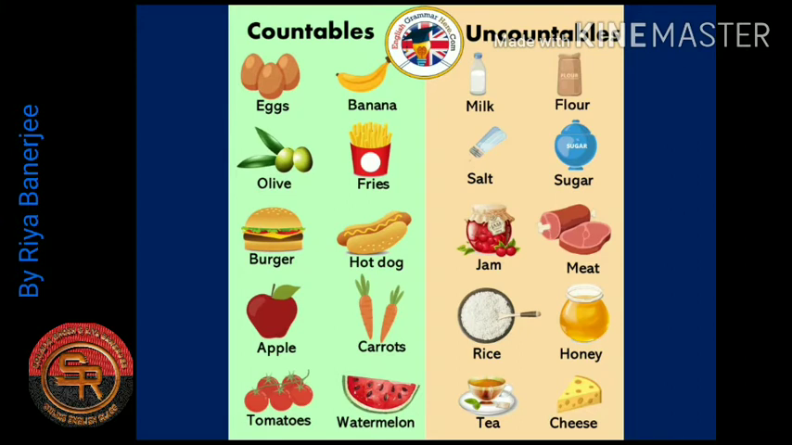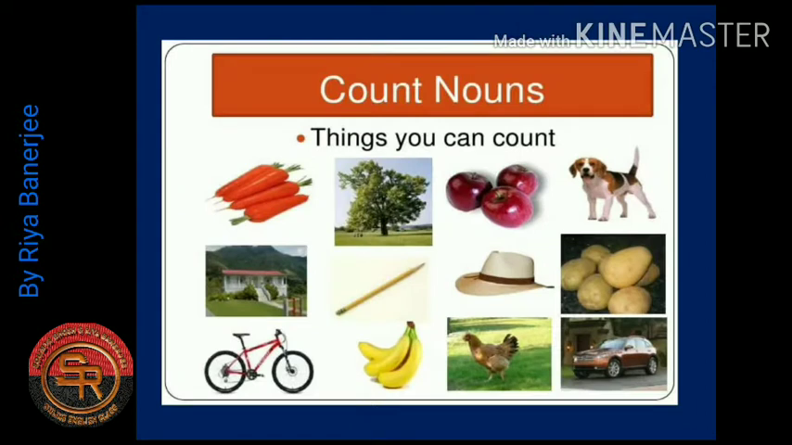Now let's understand what countable nouns are. If you want, you can write down the definition also. Countable nouns refer to nouns that we can count and that can be expressed in plural form, usually by adding s. We can see carrots, a tree, apples, a dog, a house, a pencil, a hat, potatoes, a cycle, bananas, a hen, and a car. These are the nouns which we can count.